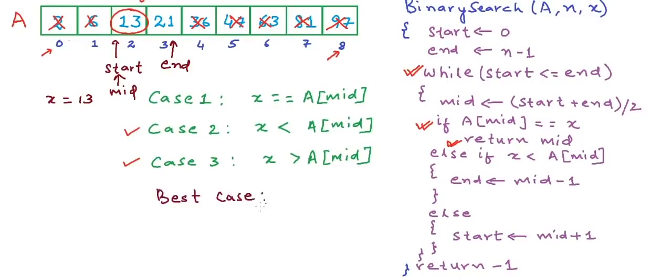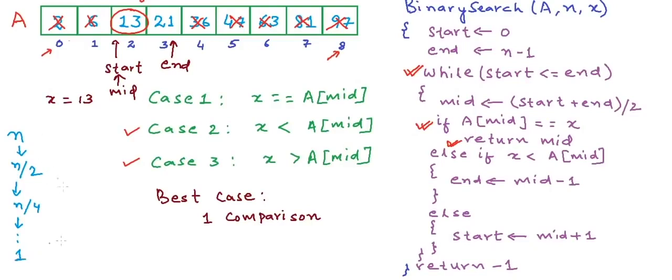Now once again, in this case, in the best case, we can find the element x in just one comparison when the first middle element itself will be the element x. In the worst case, we will keep reducing the search space till the search space becomes one element. So from n we reduce to n by 2, and from n by 2 we reduce to n by 4, and we go on till our search space becomes 1.